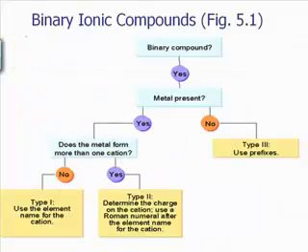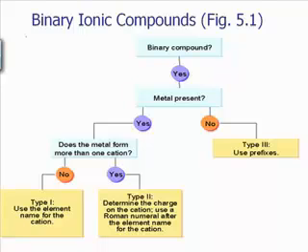Okay, this is not in figure 5.1 in your book. This figure is from a different textbook. But if you look at it, it has a nice breakdown of the thought process you need to go through when you're looking at how do I name this compound. So the first thing you want to look at is, is there a metal in the compound? If not, it's going to be what we're calling a type 3 or a molecular compound.